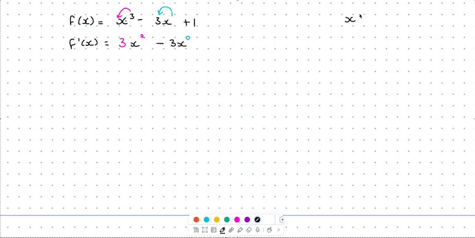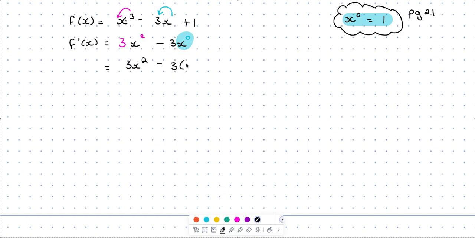Now, this isn't going to give us full marks, because I need to tidy that up, and you should remember, and this is in your log tables on page 21, but it's also just good to have some things in your mind. Anytime you see x to the power of 0, it can be replaced with the number 1. So that's what is going to happen here. I'm going to replace that with the number 1. So we're going to have 3x squared minus 3 by 1 is equal to 3x squared take away 3.